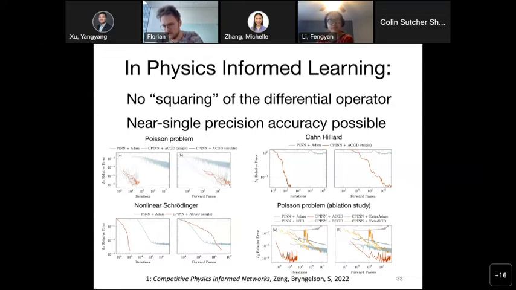So do you think the main reason is you no longer use the square? That's one of the factors. Yes, that's my go-to hypothesis for why we see these improvements. Okay. All right. Thank you.